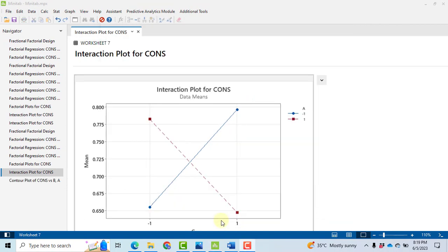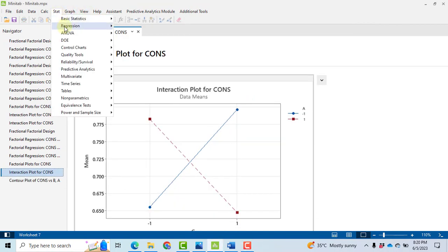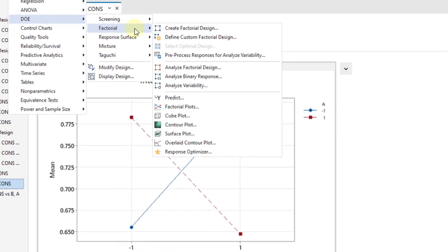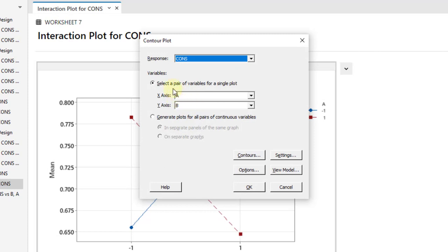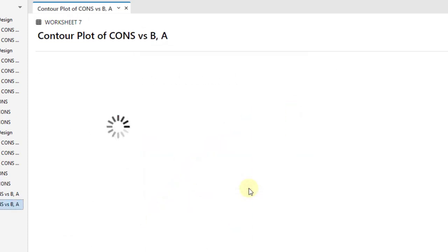Also make a contour plot. How? Go to Stat, then go to DOE, Factorial. Here click on Contour Plot. In the contour plot, select your response CONS, then on the x-axis we need the A parameter, on the y-axis B. Click OK and we will get our contour plot.